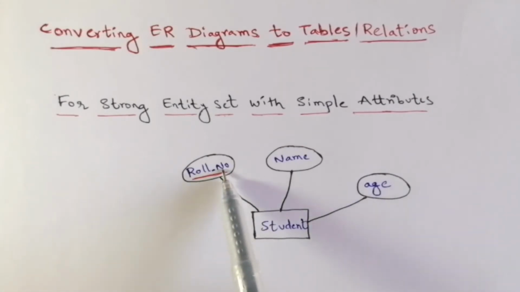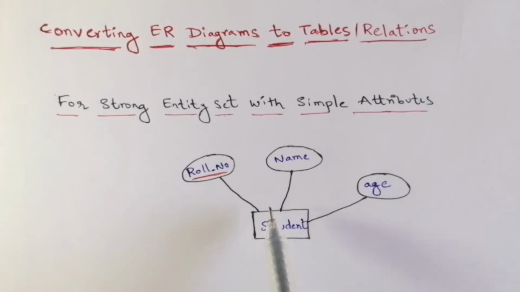So we have a strong entity set named student. Why do we call it strong? Because it has a primary key. If an entity has a primary key, then that particular entity is called a strong entity set.